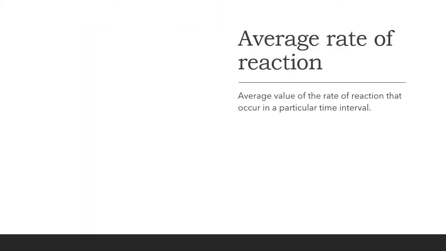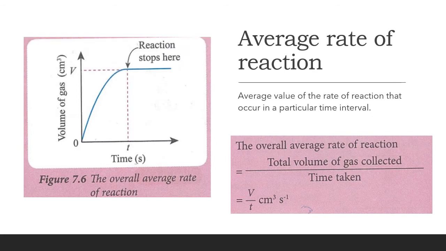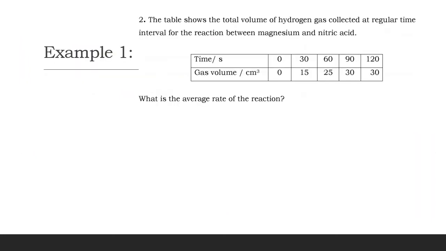Average rate of reaction is the average value of the rate of reaction that occurs in a particular time interval. So kita ada contoh kat sini, the overall average rate of reaction is equal to the total volume of gas collected over time taken. For the overall lah, untuk reaction keseluruhan. Bila dia tamat, kita ambil total volume gas yang kita collect sehingga eksperimen habis dan bahagikan dengan masa yang diambil untuk eksperimen itu habis. Okay, example.